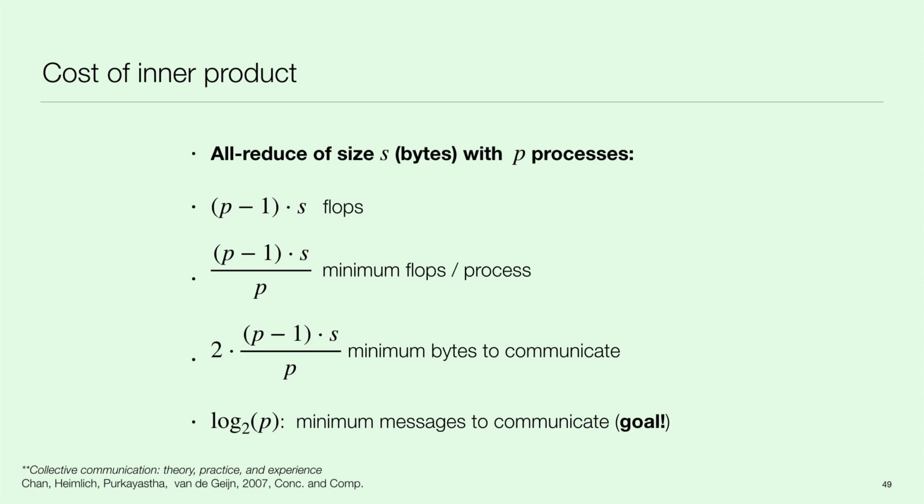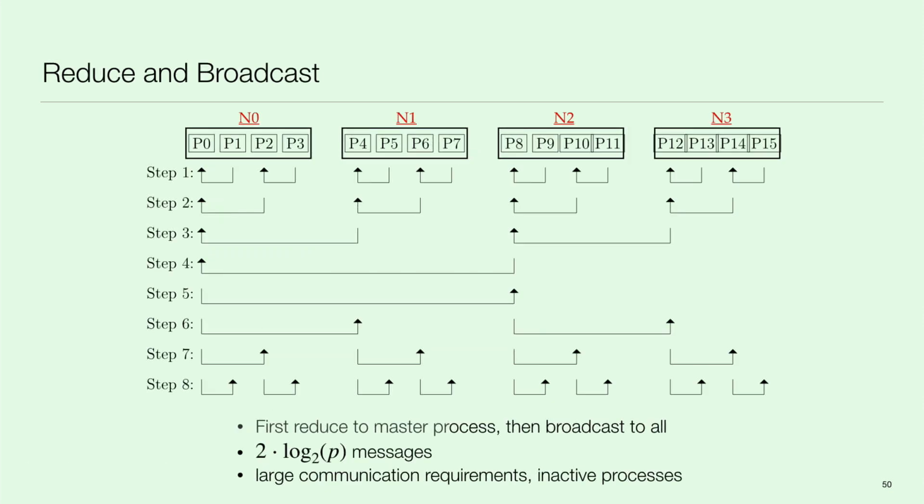If we do an all reduce of size S bytes with P processors, we're going to have at minimum (P-1)S flops. That means that we have (P-1)S/P minimum flops per process, and we need to communicate 2 times that minimum in bytes. And our goal is to use log P minimum messages. We're going to plug that all into some models at the end and see if we can get any wins on the collectives.